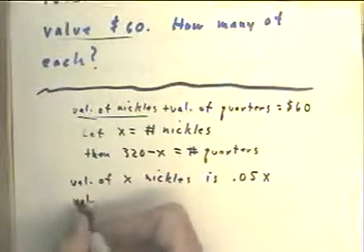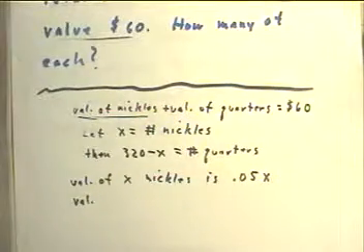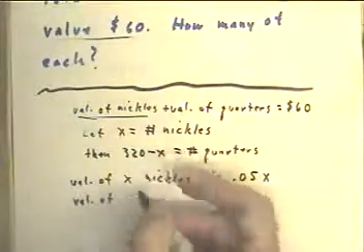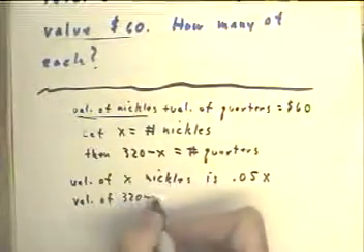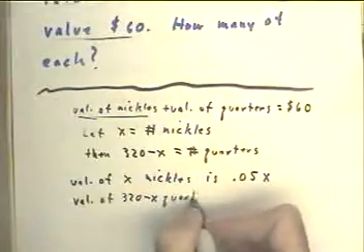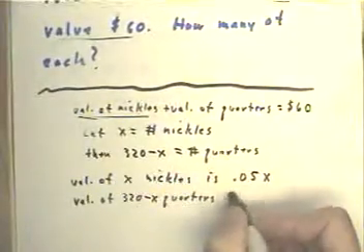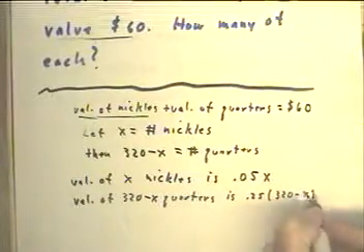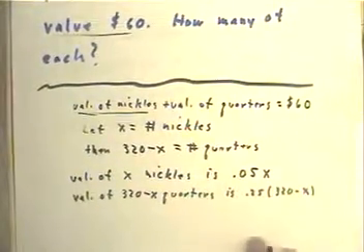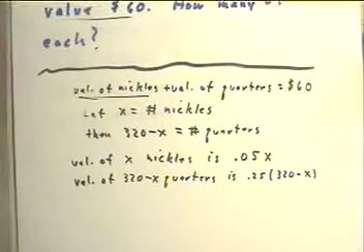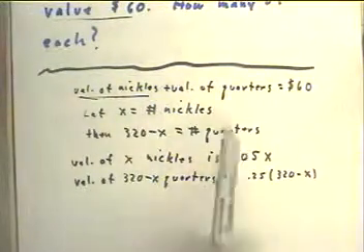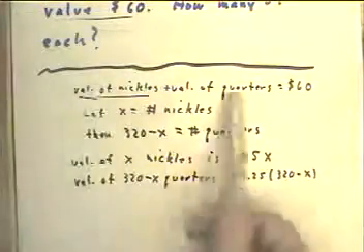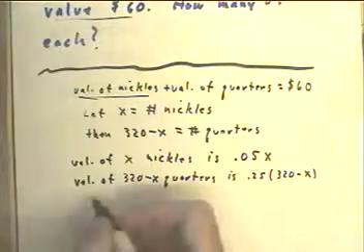And then the value of the quarters. What's the value of the quarters? Think that one through before you listen on. We have 320 minus X quarters, so the value of those quarters is 0.25 times 320 minus X. Now that we have expressions for the value of the nickels and the value of the quarters in terms of X, we're going to be able to write down the equation and solve it without any trouble.